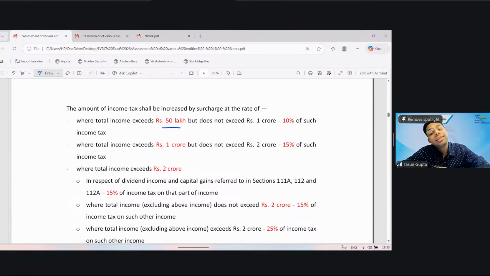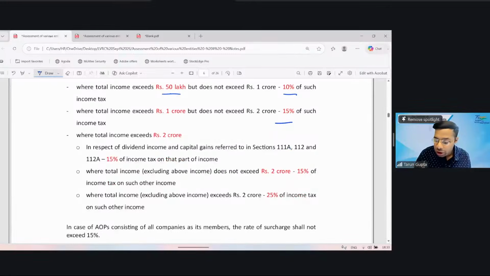If the total income exceeds 50 lakh, there is a surcharge of 10%, but up to rupees 1 crore. If the total income exceeds 1 crore, then the surcharge rate increases to 15%. But if total income exceeds 2 crore, then the surcharge rate increases to 25%. Okay. So up to 50 lakh, no surcharge.